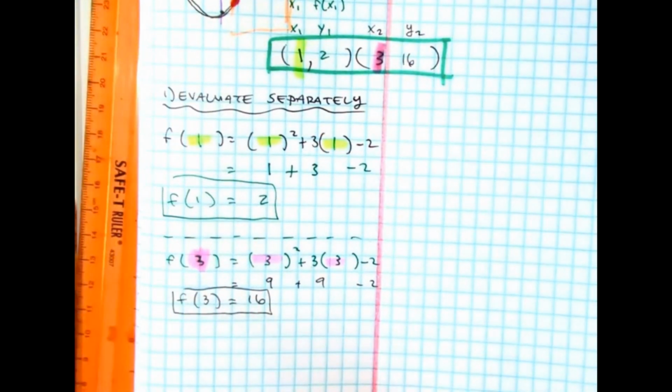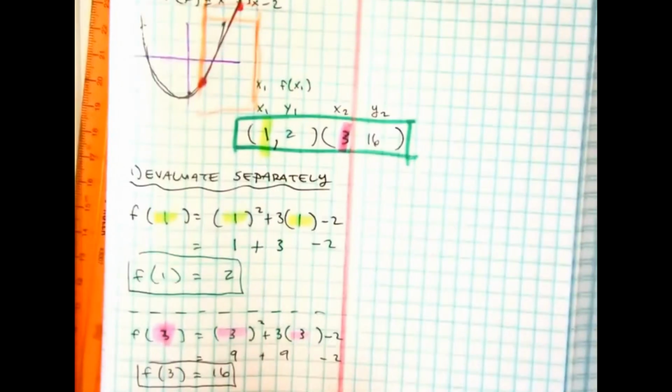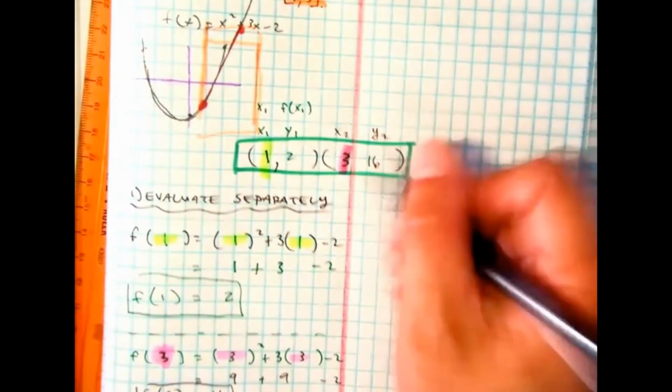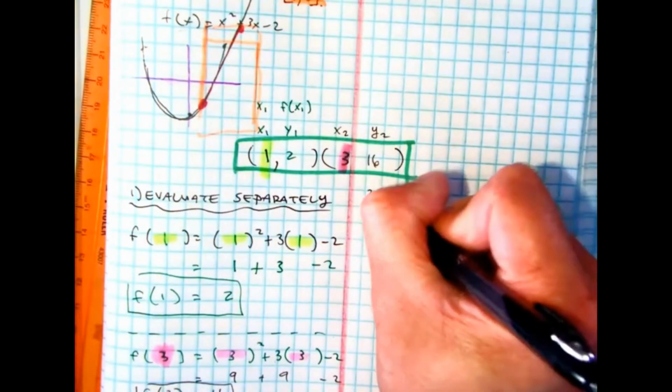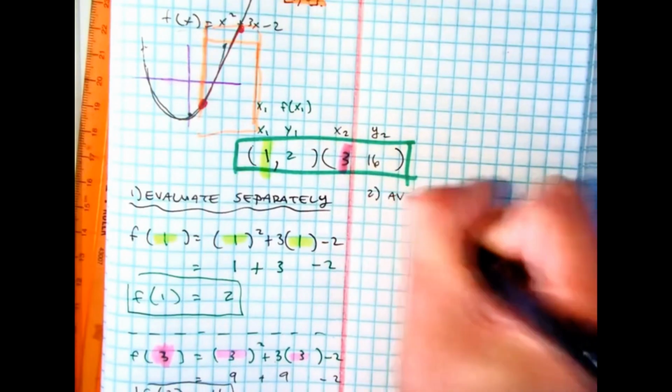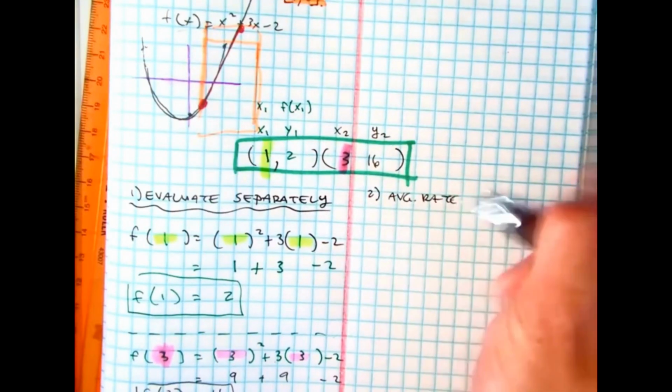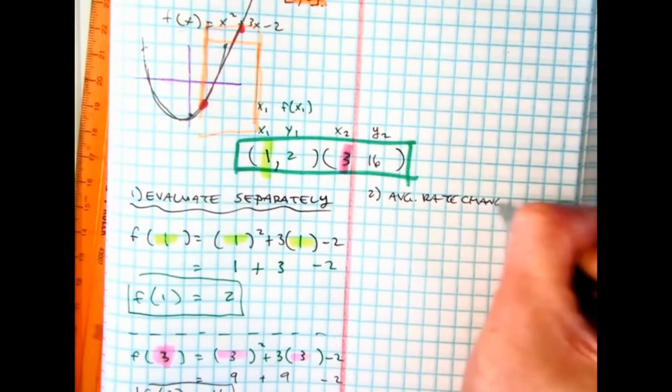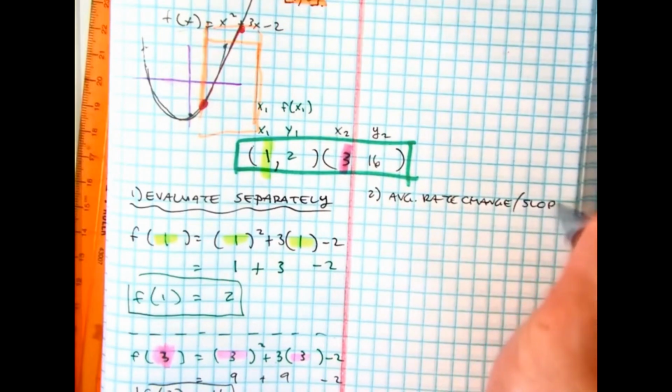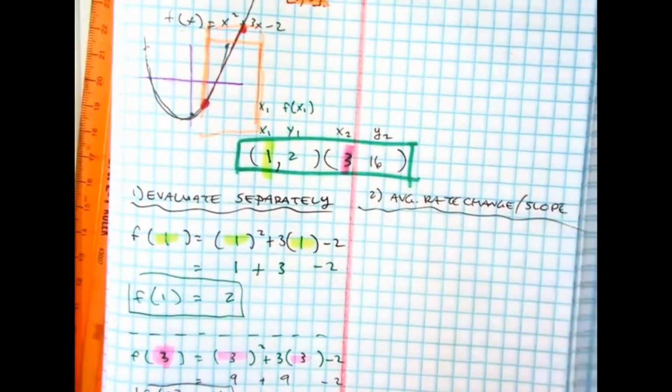So what we did is we evaluated separately, and next, now I just need to find the average rate of change. Class, what's another word for average rate of change? Basically just finding your slope. The fancy word here is you're finding a secant.